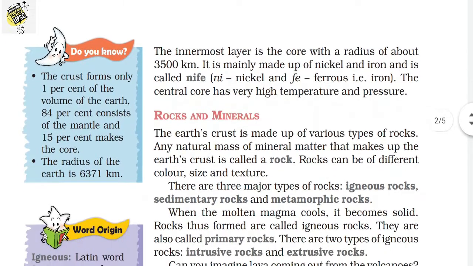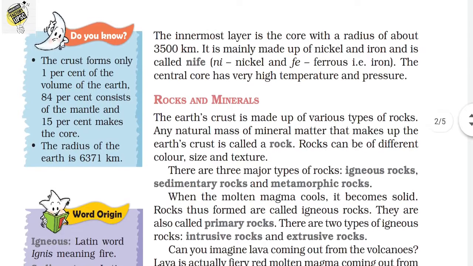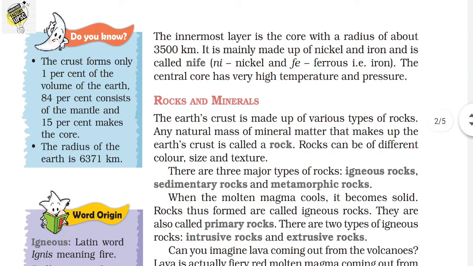The innermost layer is the core, with a radius of about 3,500 kilometers, and it is mainly made up of nickel and iron, and it is known as Nife. Ni for nickel and Fe for ferrous, that means iron.